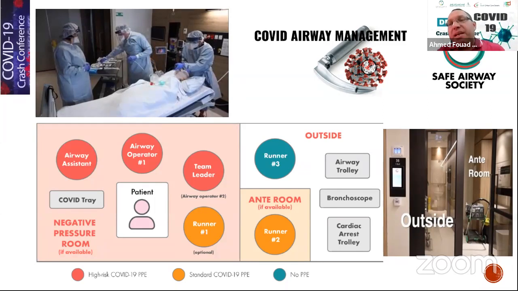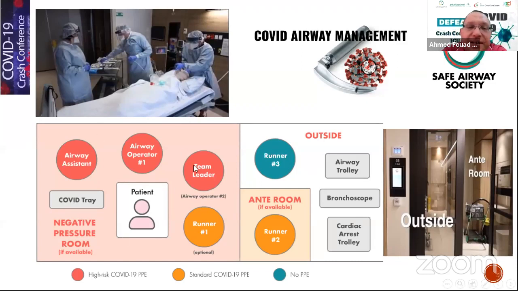In the anteroom, they prepare everything, donning and doffing, and there is even a runner inside the anteroom. As you can see here, runner 2 can help by supplying any lacking equipment, and the 3 airway operators, as you can see here at the head of the patient, are the team leader, who is standing here, and the airway assistant, who is preparing everything. Of course, this is the room of the patient. You can have runner 1 near the door, or in the anteroom, and runner 2. So this is the best scenario for patients to be intubated.